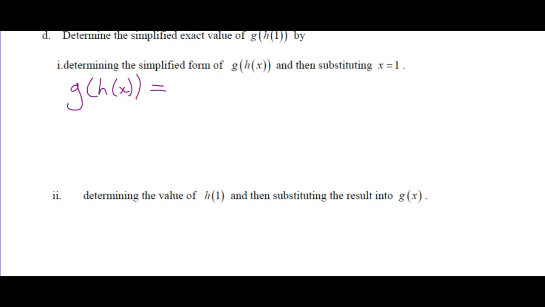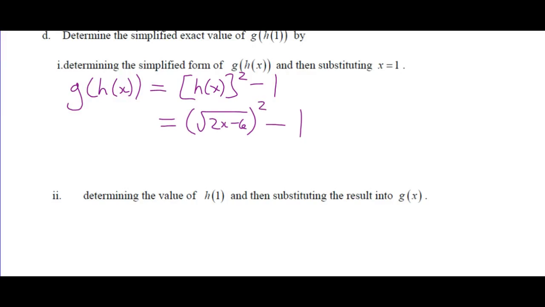So the function g says take the input, which in this case is h of x, and square it, and then subtract 1. Right? So g of x says square the input, subtract 1. In this case, our input is h of x. But we know that h of x is the square root of 2x minus 6. So we're going to square that and then subtract 1. So what's the square root of 2x minus 6, quantity squared? 2x minus 6. So that's 2x minus 6 minus 1, which is 2x minus 7.